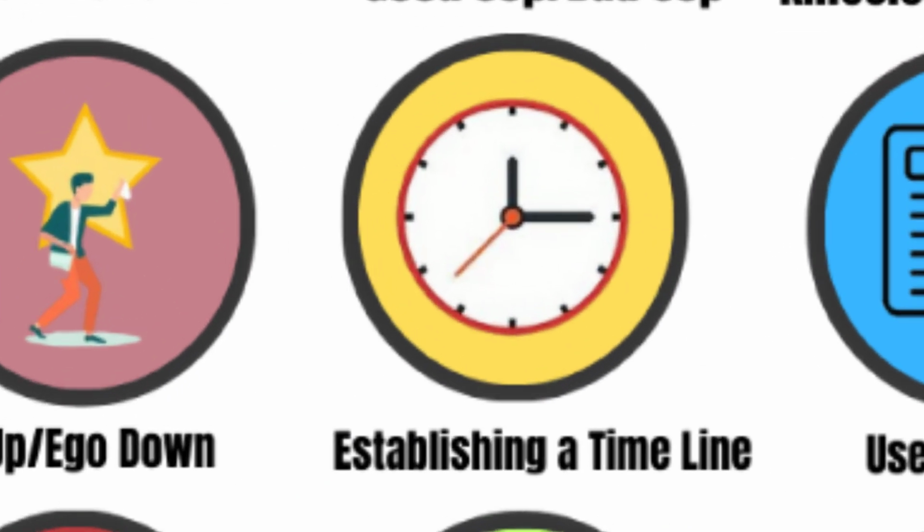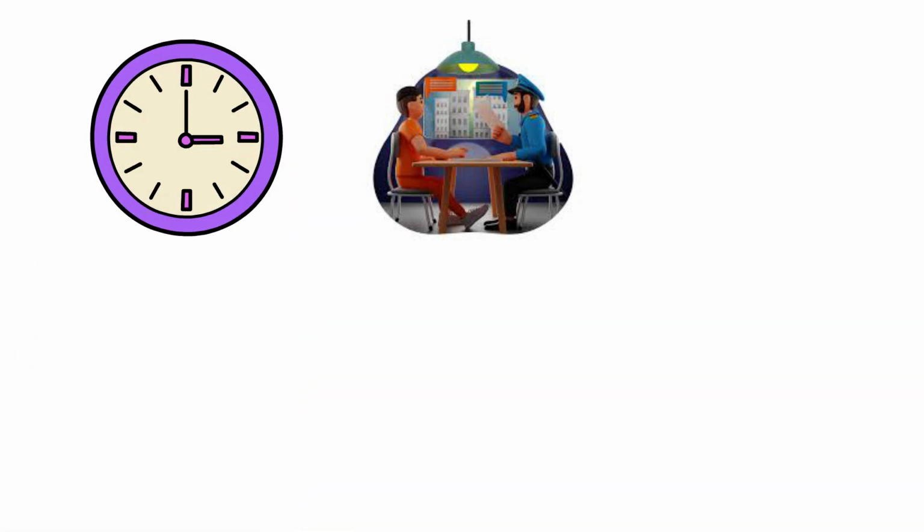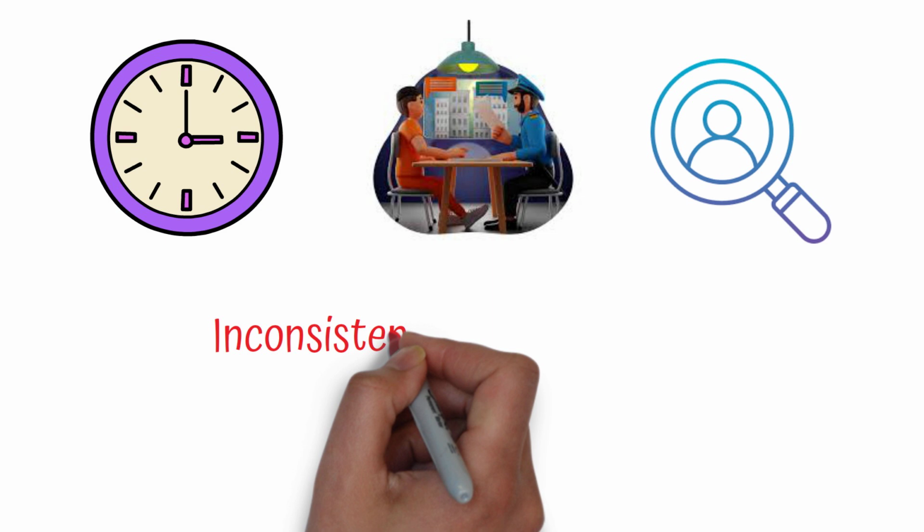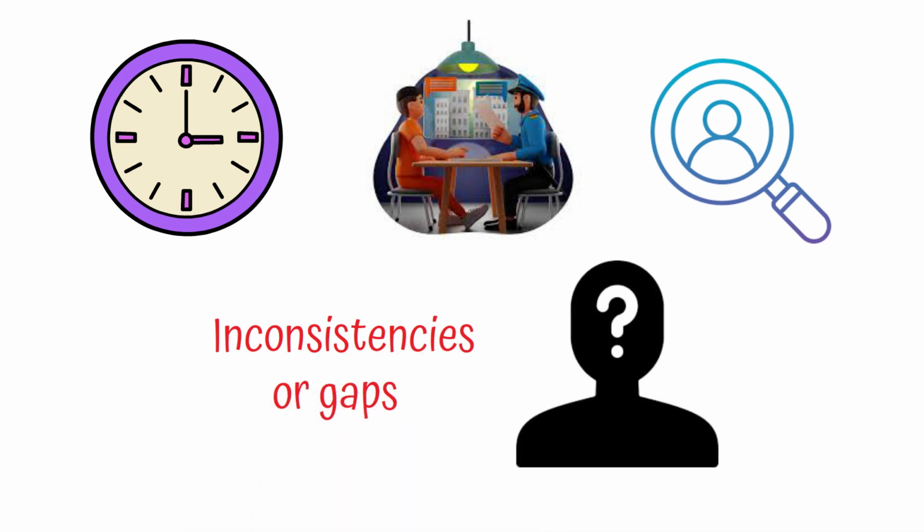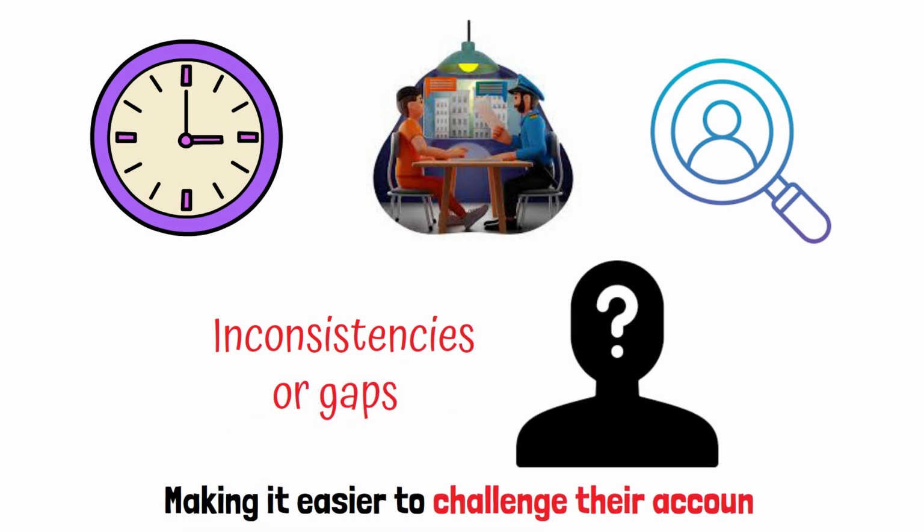Establishing a timeline. The interrogator asks the suspect to provide a detailed timeline of events. This technique helps identify inconsistencies or gaps in the suspect's story, making it easier to challenge their account.